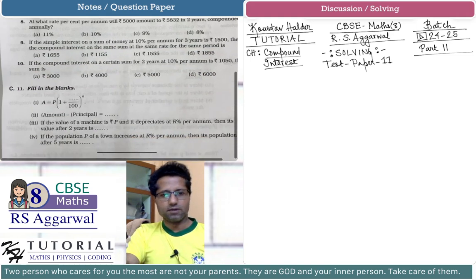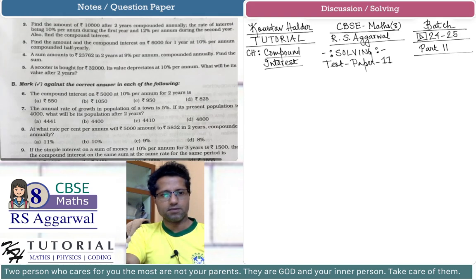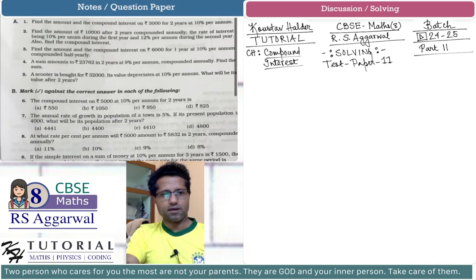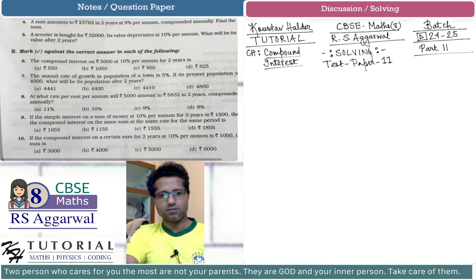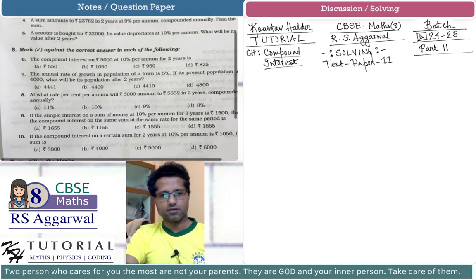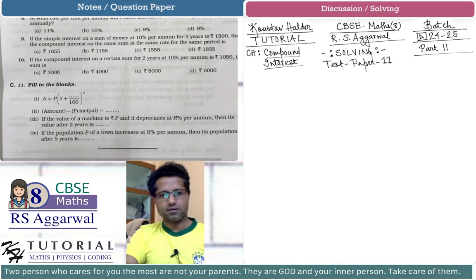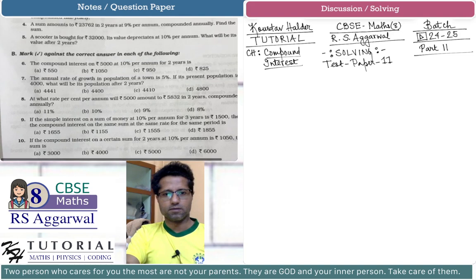All the problems are divided into three sections, A, B, and C. Section A problems are all subjective problems. Section B problems are multiple choice problems where only one choice is correct, and we have to select the correct choice. And section C is fill in the blanks problems. Okay.